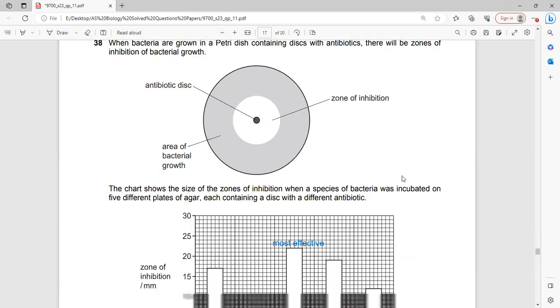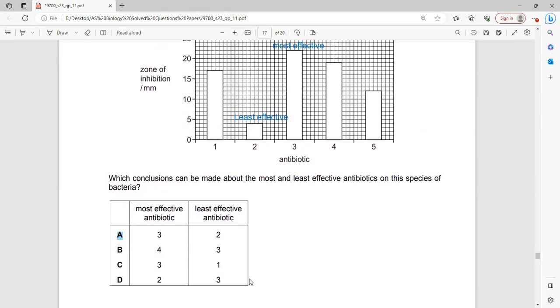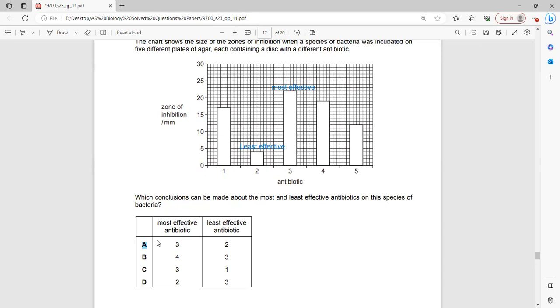So in this way, we're going to see that the size of this circle is represented by this bar graph. So zone of inhibition along the y-axis, while the type of antibiotic along the x-axis. We see that the most effective antibiotic is number 3, while the least effective antibiotic is number 2. So the question is about the type of antibiotic which is the most effective, or the least effective. You can see the most effective antibiotic is number 3. Why? Because it's producing a larger size of inhibition, while the least effective is number 2. That's making a smaller size of inhibition.